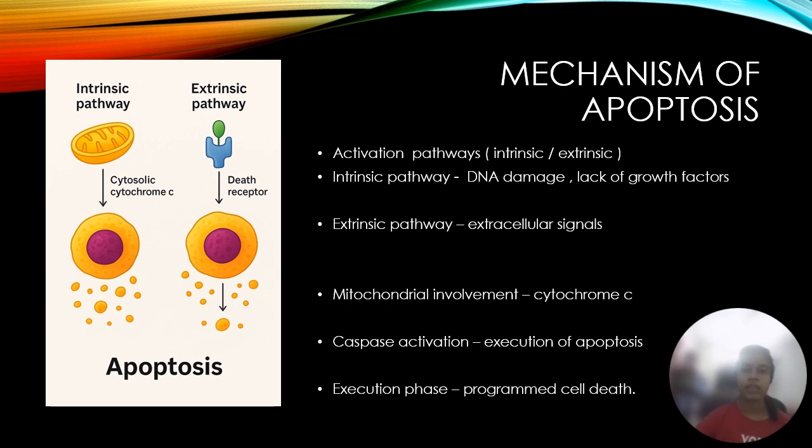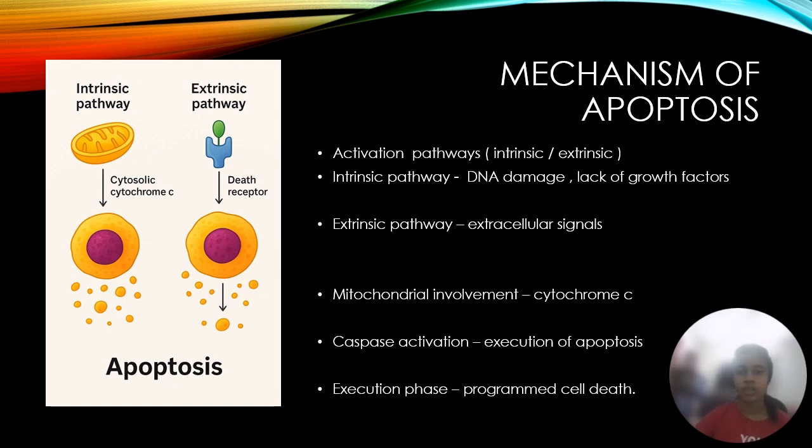So they will release cytochrome C. We all know cytochrome C is present in mitochondria, right? That's why mitochondria is involved. That's the importance of mitochondria. This whole pathway of apoptosis actually occurs in your mitochondria. So it's so important. This is basically how your intrinsic pathway happens.